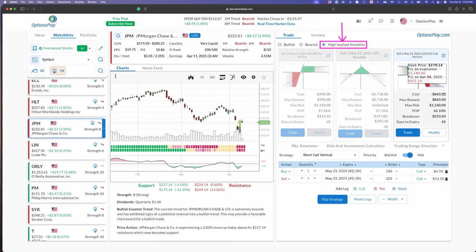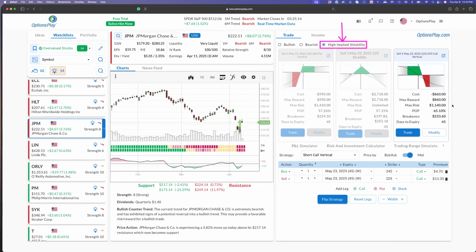And you can always take a look at the stats of the strategy before you go ahead and place that order. So as you can see, selling the May 23rd 225, 245 call vertical will collect $8.60. On a $20 wide credit spread, that means you're collecting over 40% of the width, which is a very strong risk to reward on a credit spread. This is one that looks quite attractive across the board.